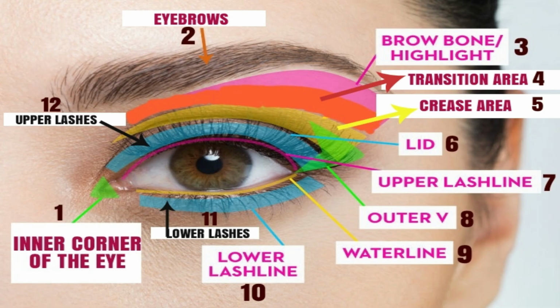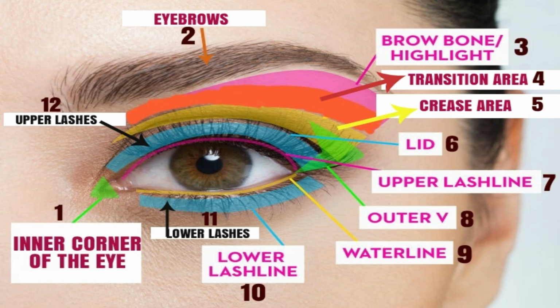Number 10, you have lower lash line. When we say, oh, you're going to use this brown or this navy blue or this deep purple or this deep plum to smoke out the lower lash line, that is what we mean. The part of the eye just immediately underneath the waterline is called the lower lash line. You can see where you have that blue color underneath the bottom lashes is called the lower lash line.